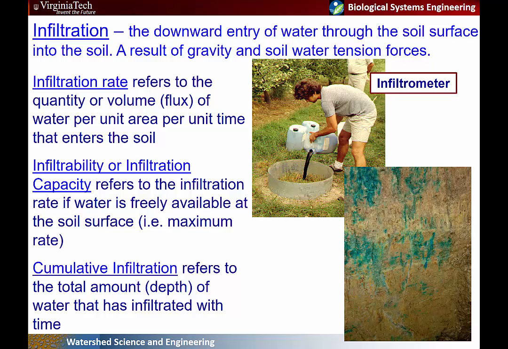So the infiltrability or infiltration capacity refers to the rate that water moves into the soil if it's freely available at the soil surface. So again, I said we pond it, so water is freely available there, and that is able to estimate the infiltration capacity. The cumulative infiltration refers to the total amount, in this case in depth, of water that has infiltrated over time. So you run this infiltration test for an hour, and at 2 minutes your infiltration rate is 10 inches per hour. At 20 minutes it's 3 inches per hour. That's the infiltration capacity. At the end of the hour, the cumulative infiltration may be 60 inches of water. So those are the two different measures.